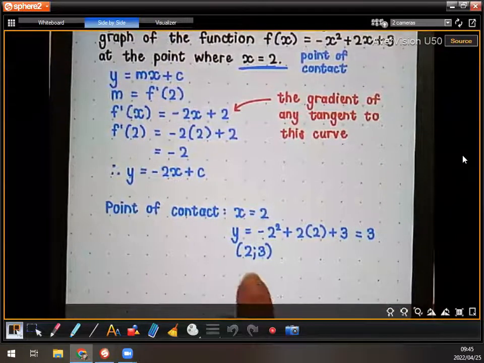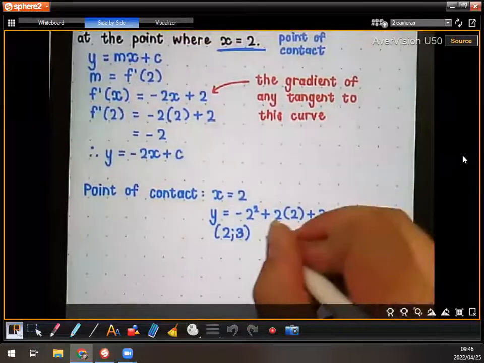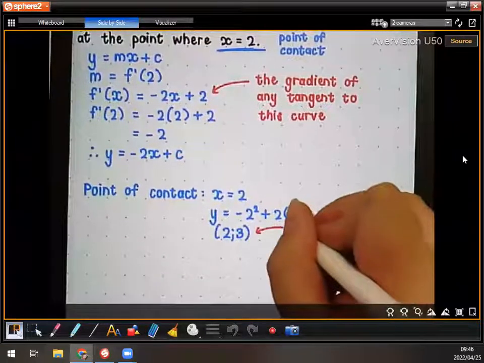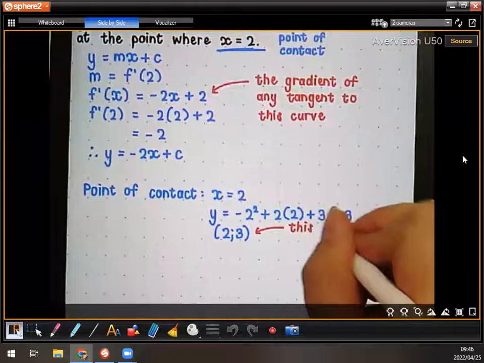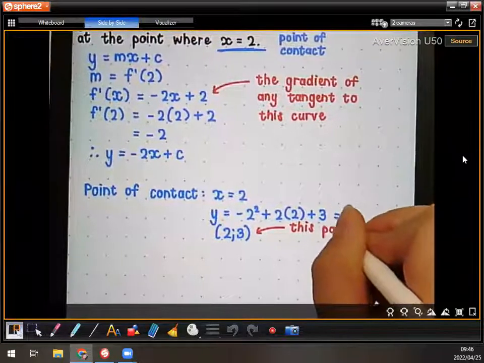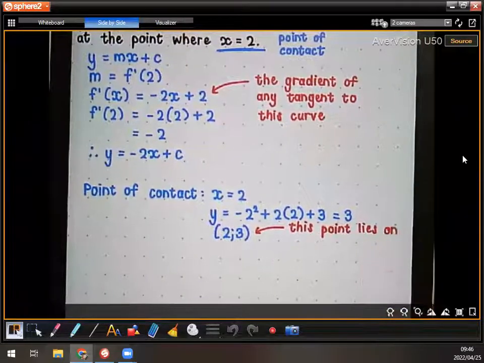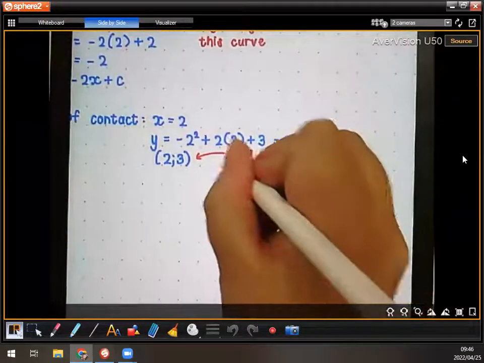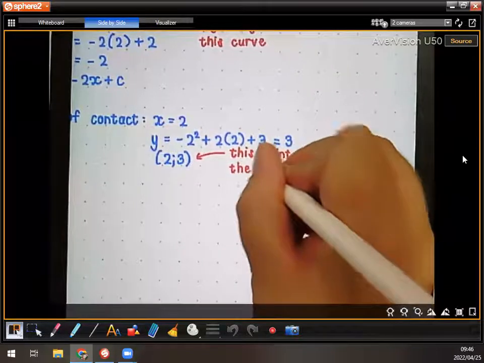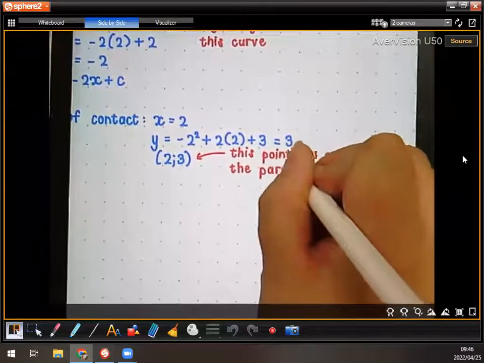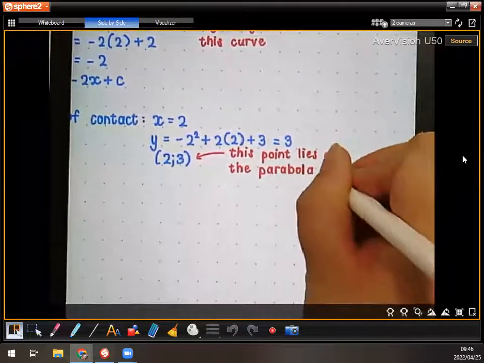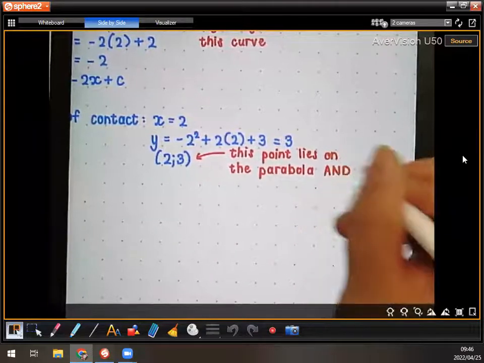I'm going to make a little note next to it. This point lies on the parabola and the tangent.